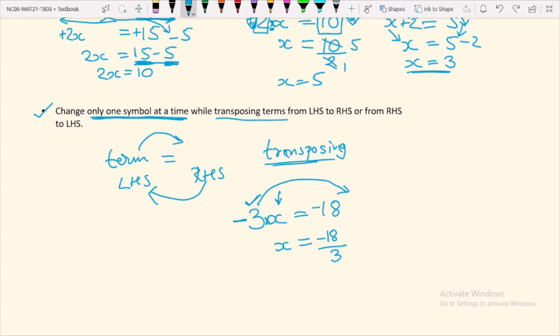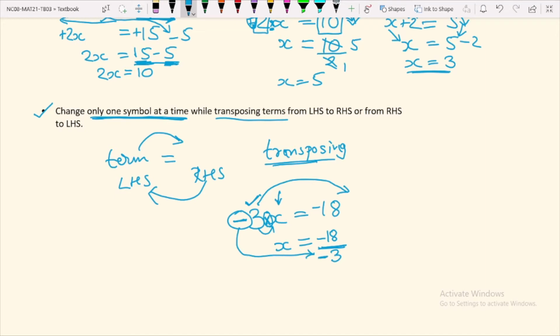So all I can change is the relationship, whichever mathematical operation this number 3 is having with x. 3 is getting multiplied with x. What is the relationship between 3 and x? It is getting multiplied. So this symbol is important. This symbol we have to change. So multiplication will become division, but this minus sign will remain as it is. It will remain minus itself.